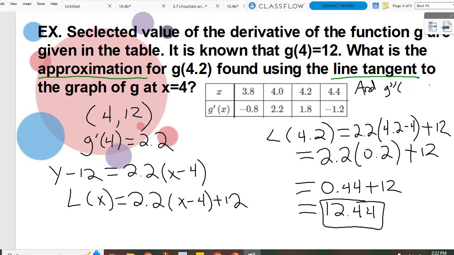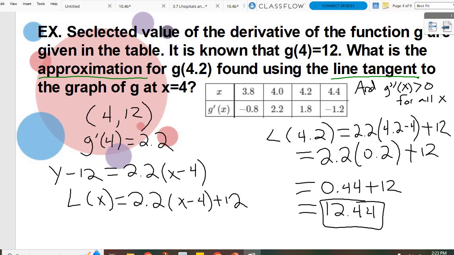g double prime of x is greater than 0 for all x. Okay, so what does that tell us about our concavity? It's greater than 0 because it's concave up, right? So it's concave up for all x's, yes? That means that my linear approximation is going to be an underestimate.